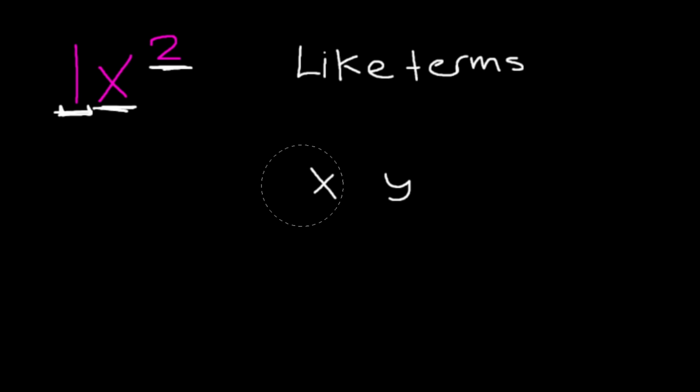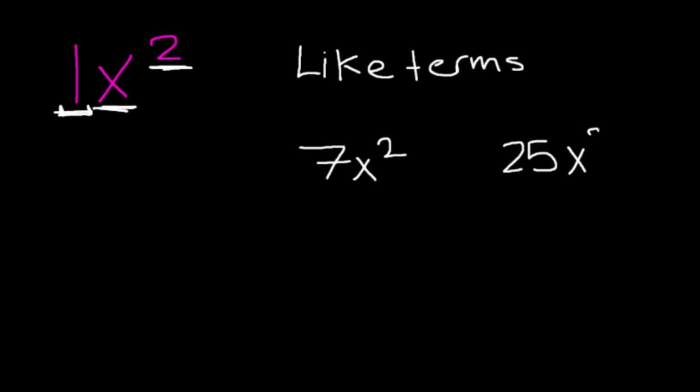An example of like terms would be 7x squared and 25x squared. As you can see, the coefficients do not have to be the same, as 7 and 25 are not the same, as long as the variable x and the power of 2 remain constant. Alright, I'm going to go through some examples.